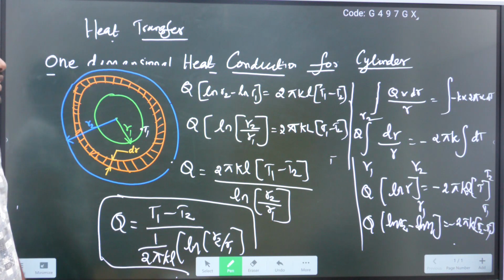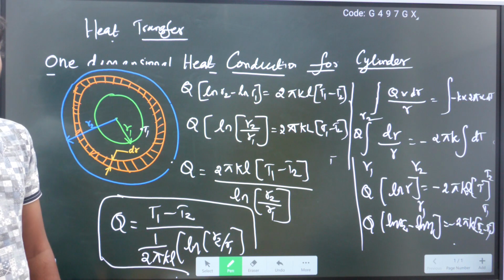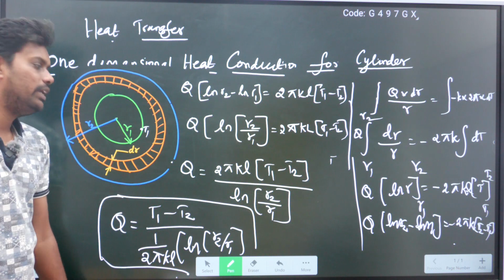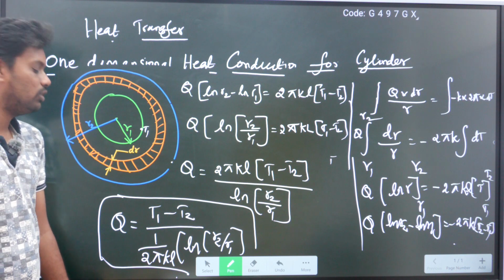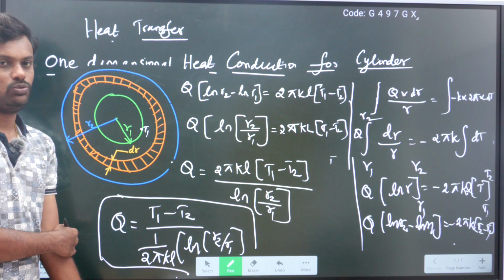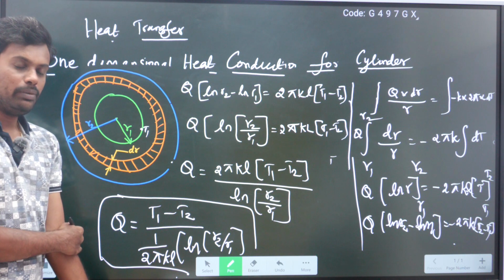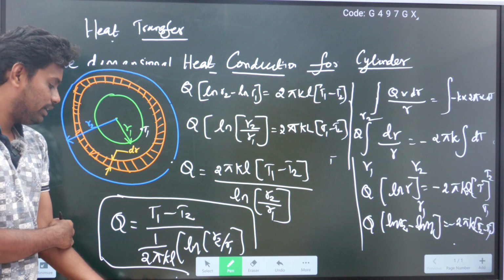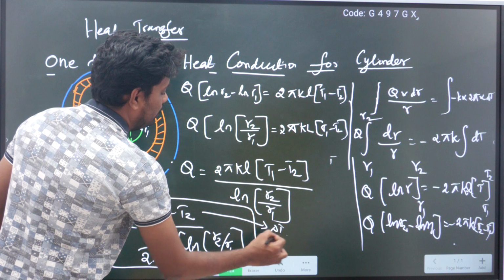So, T1 minus T2 divided by ln of R2 by R1 over 2 pi K L. This equation also we should remember. This is the final equation. In any simple numerical problem, they will give the problem and ask us to find the heat transfer in the cylinder. In that case you have to use this formula for heat transfer in a cylindrical one-dimensional object: Q equals T1 minus T2 divided by ln of R2 by R1 over 2 pi K L. As usual, this is delta T and this is R.